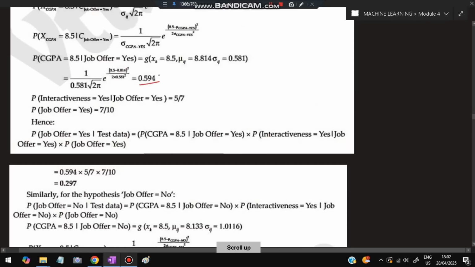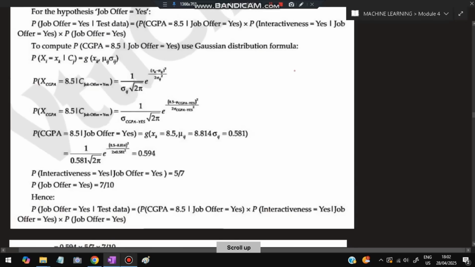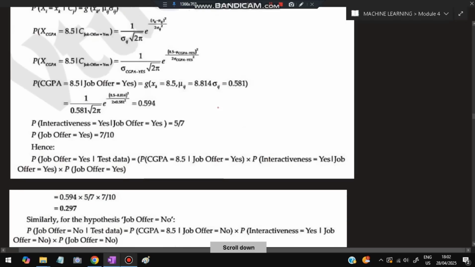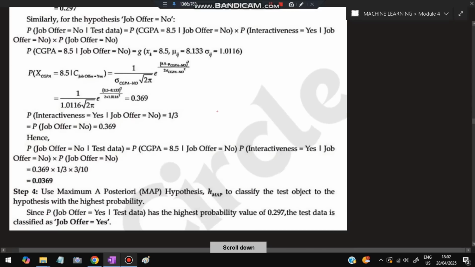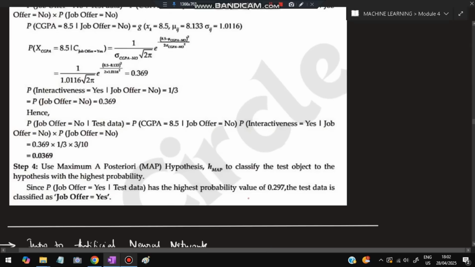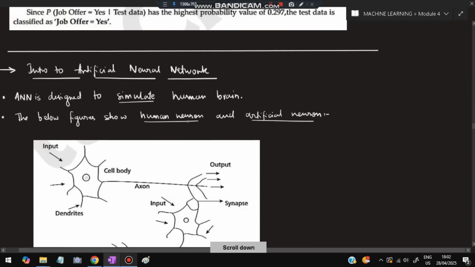But it's not just that, we also have to multiply it with interactiveness of yes. If you multiply it with interactiveness of yes and find the final answers, we get two values: for yes we get 0.297, and for no we get 0.0369. So this is the higher value, and that one will be considered. That was about the Bayes theorem.